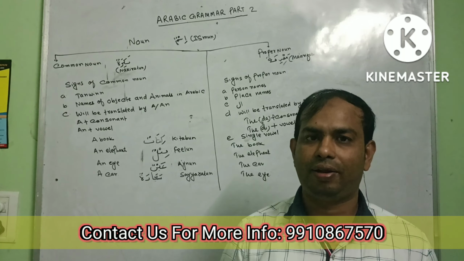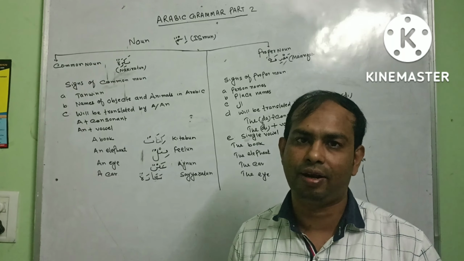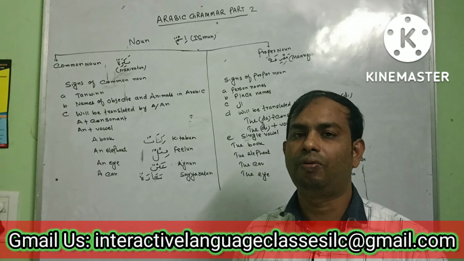Guys, as I have taught you in our previous video, in our previous class about some basic Arabic grammar, today we are going to learn about the Arabic noun. There are two types of noun in the Arabic language. One is Marifa and the second one is Nakira. Now look at the board. What are these?